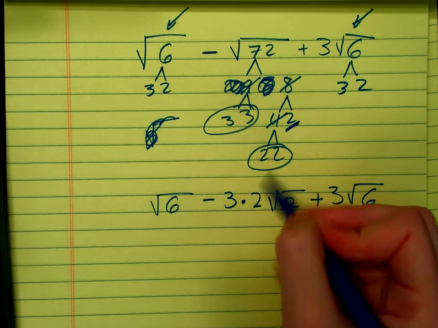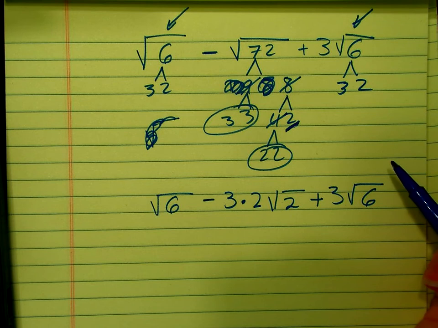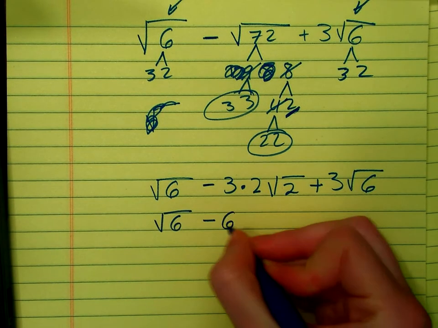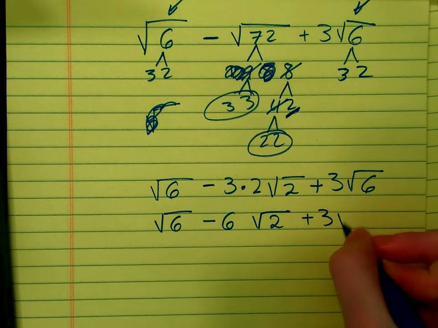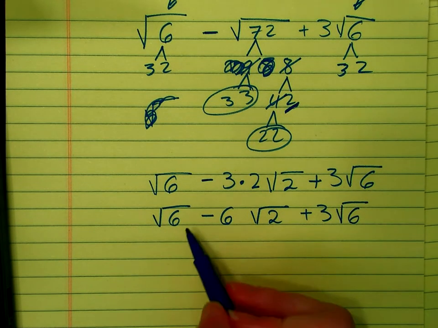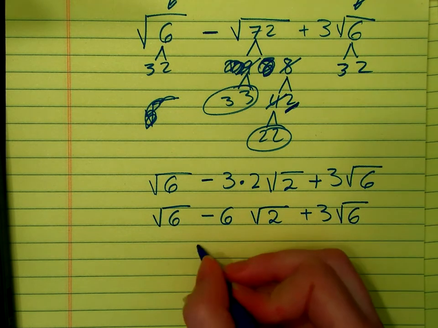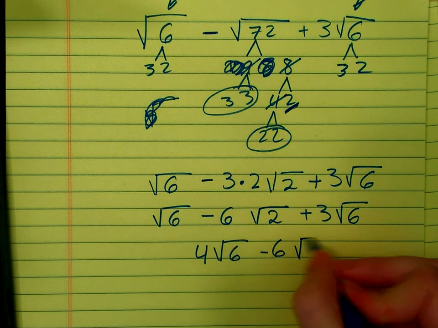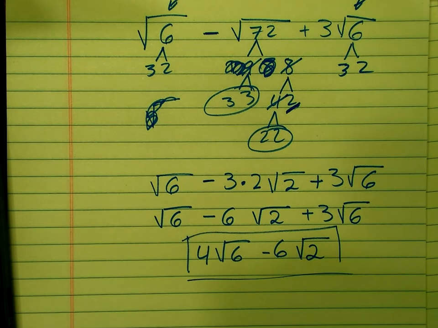I broke out the 3 times 2 because that's what I pulled out, and I was left with a root 2 underneath. So that becomes the square root of 6 minus 6 square root of 2 plus 3 square root of 6. Now root 2 can't combine with these guys, but I can still take square root of 6 plus 3 root 6. That becomes what? 4 root 6 minus 6 root 2. And that is my final answer there.